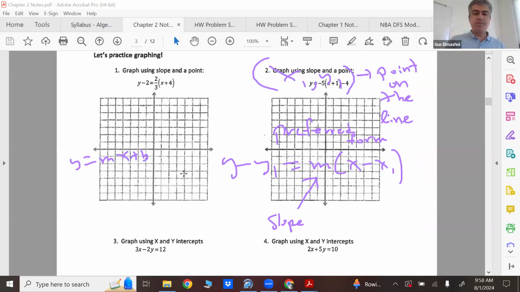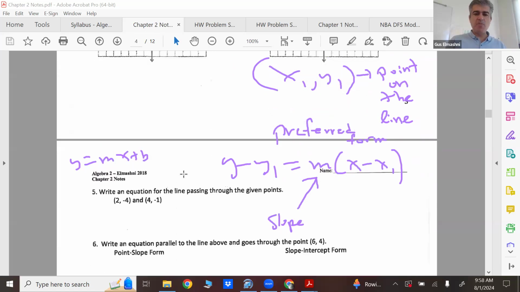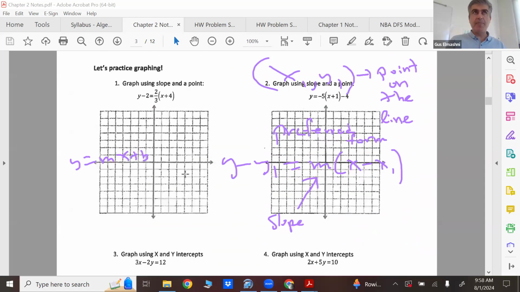Actually, getting close to break time. Let's take a break right now. Let's come back at 10:10. We'll finish this off, and then do some prompts after that.